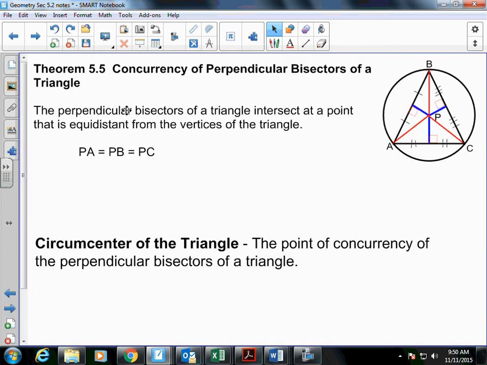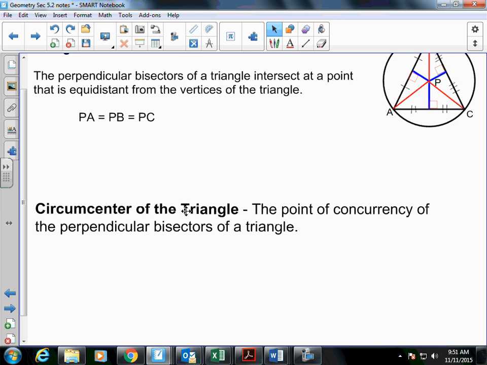So theorem 5.5, the concurrency of perpendicular bisectors of a triangle. The perpendicular bisectors of a triangle intersect at a point that is equidistant from the vertices of the triangle. So if I put in all the perpendicular bisectors, which are the blue lines here, then all of those perpendicular bisectors of the triangle are going to be equidistant from the vertices of the triangle. So point P is going to be the same distance from B as it is from A and as it is from C. So PA, PB, and PC are all going to be congruent.